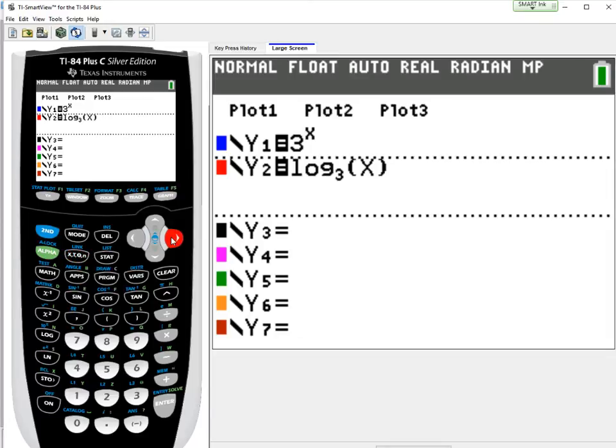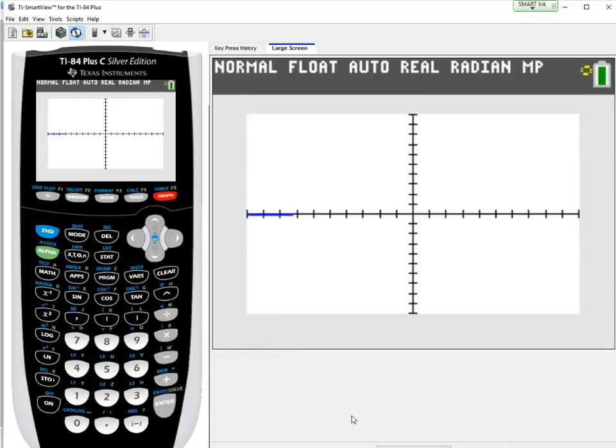Now, how different should they look? They should look alike if you graph them by hand. So here's 3 to the x, which is exponential. And the other one is like a log, so it's going to look like this. But there's a big piece missing, this red one. It's really supposed to be coming down like that. It's the reciprocal function of this guy.